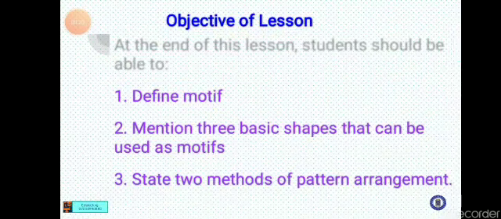At the end of the lesson, you should be able to: 1. Define motif. 2. Mention 3 basic shapes that can be used as motifs. 3. State 2 methods of pattern arrangement.